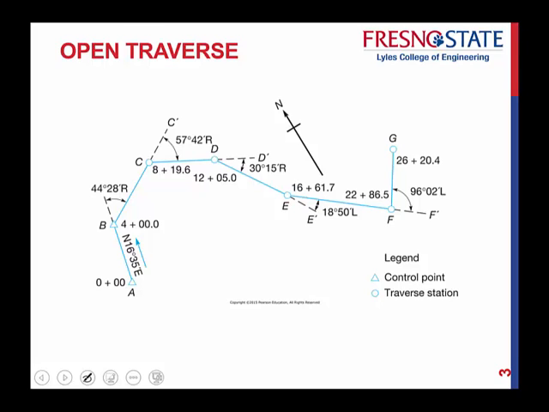So again, here's an open traverse. We can see that we end up on something over here that we're just unsure of. Is it right or wrong? It could be absolutely right, or there's a chance that there was some sort of error inside there that isn't good.